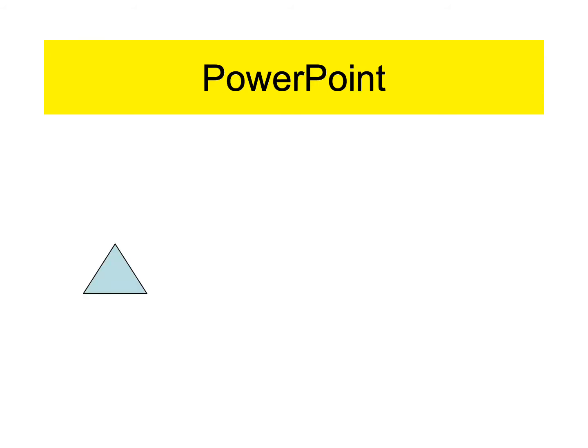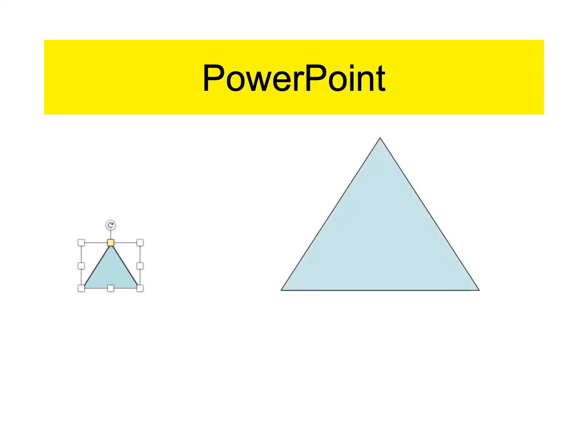For those of you that are familiar with PowerPoint or basic computer programs, when you deal with objects and you click on them, like if I draw a shape in PowerPoint and click on it, I get that little box thing. If I grab one of the corners and drag it, I can make that triangle, the little blue one, into a larger version of itself. Okay? And in math, we have a name for this.